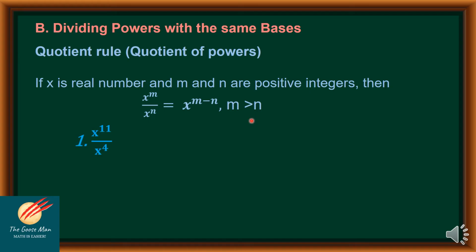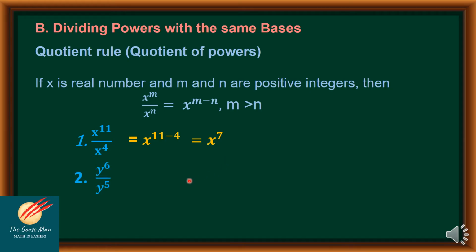So let's have an example. We have here x raised to 11 divided by x to the 4th power. Take note that the exponent in the numerator is greater than the exponent in the denominator. So we simply copy the same base and subtract the exponents. So I have here as the quotient x raised to the 7th power.